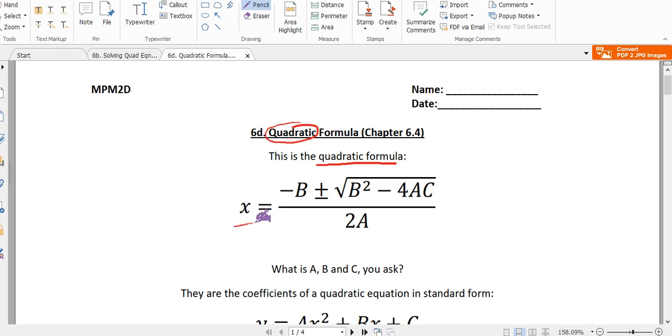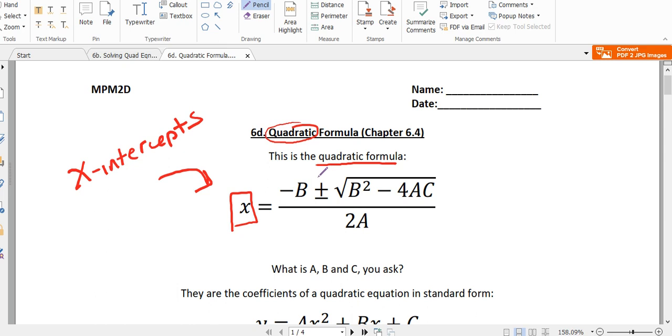Well, this variable, it's no coincidence that it's an x. So what do you think the quadratic formula is meant to help us find? The x-intercepts.